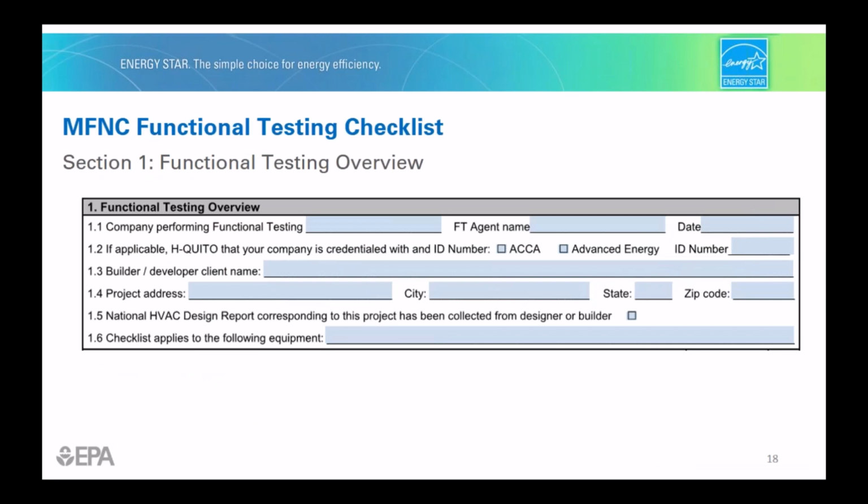In section 1, provide your contact information. If there are multiple functional testing agents serving the same project, they will each submit a checklist and use their contact information here, while items 1.3 and 1.4 will stay the same across all the checklists.